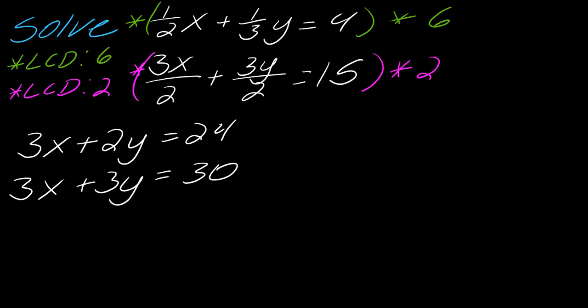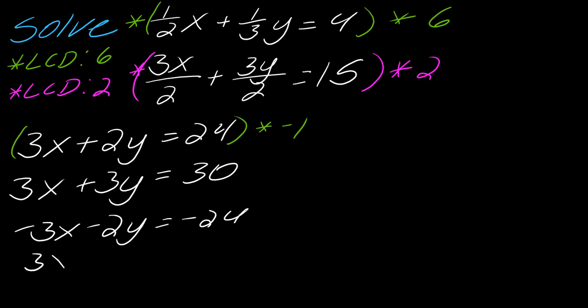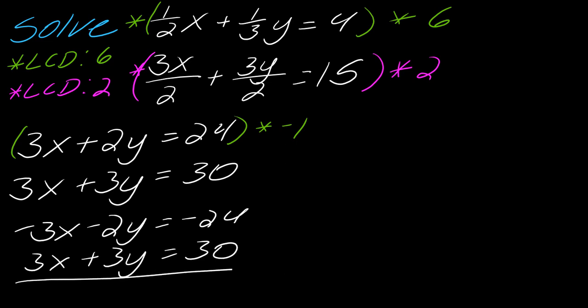Okay, so I'm going to go ahead and solve this now, and I need to manipulate this. It doesn't matter which equation you decide to do this to. I'm just going to multiply this equation times -1. So I get negative 3x minus 2y equals negative 24, and then 3x plus 3y equals 30. I can add these straight down, and the x's drop out, this becomes y equals 6. And that's cool. I don't have to do anything else.